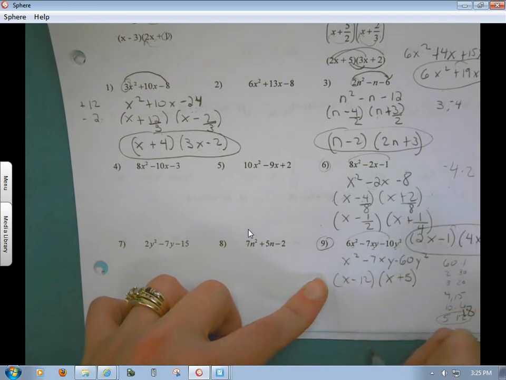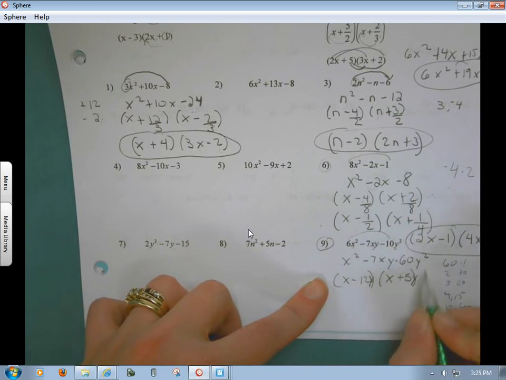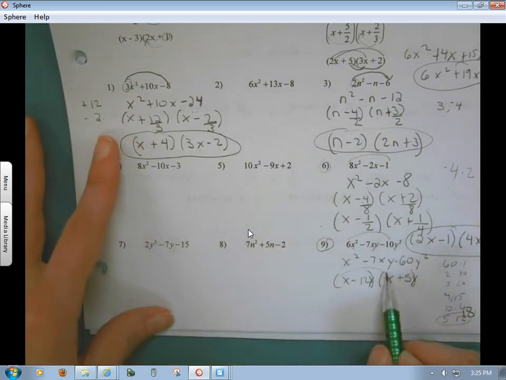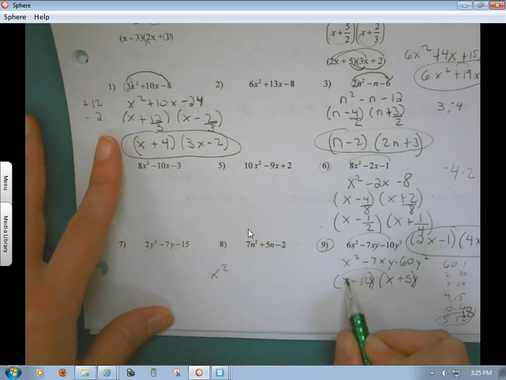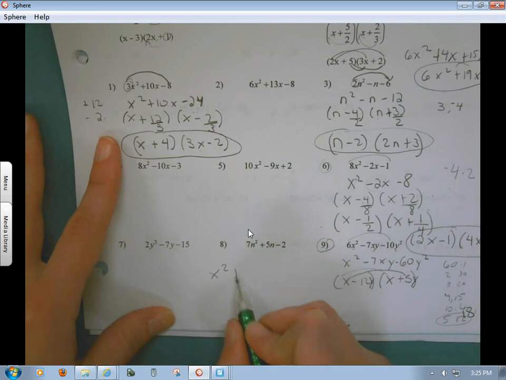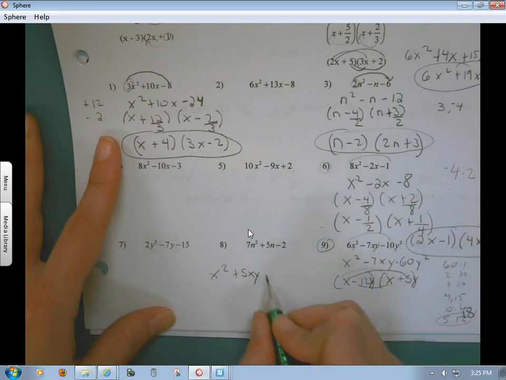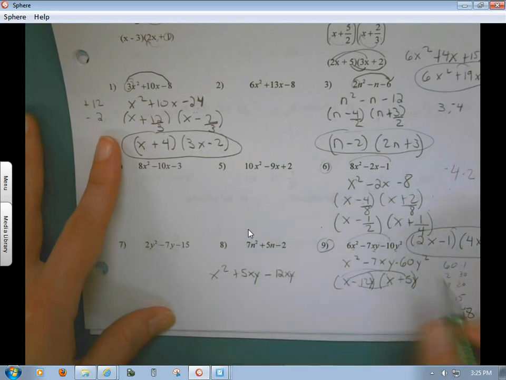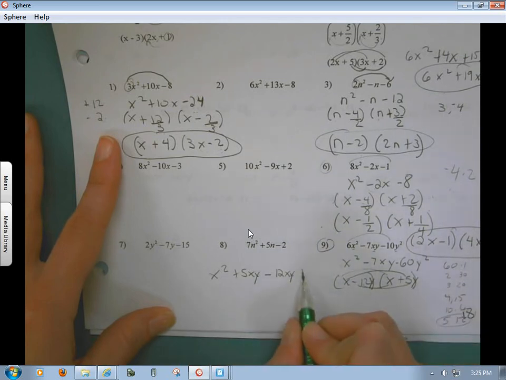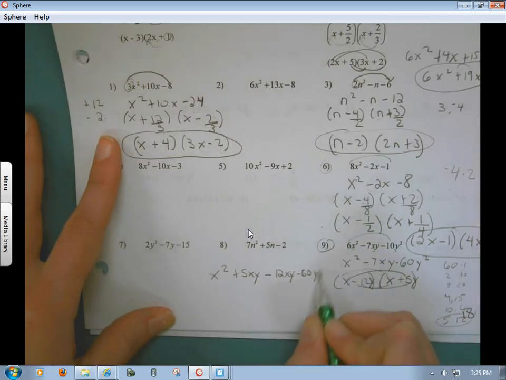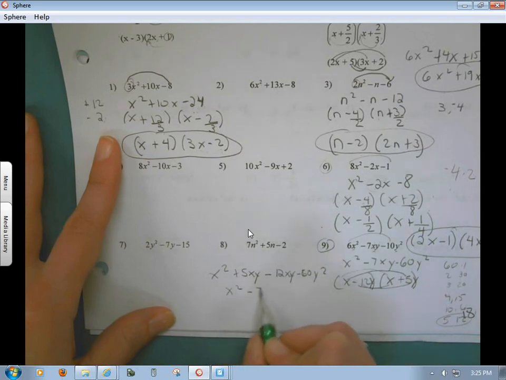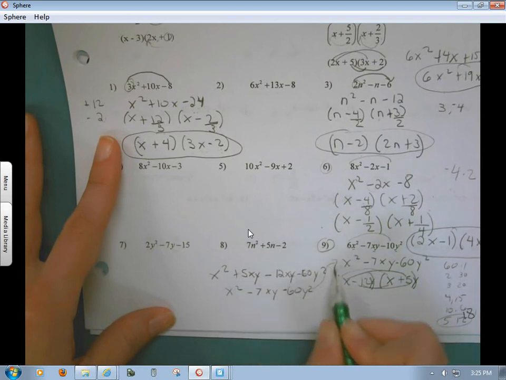Okay, now I need to put y's in here. That's how I'm going to get this y squared back there. Because watch, x times x is going to give me x squared. x times 5y is going to give me 5xy. Then negative 12y times x is going to give me negative 12xy. And then negative 12y times positive 5y is going to give me that 60y squared. So x squared minus 7xy minus 60y squared, which is what I wanted to get.